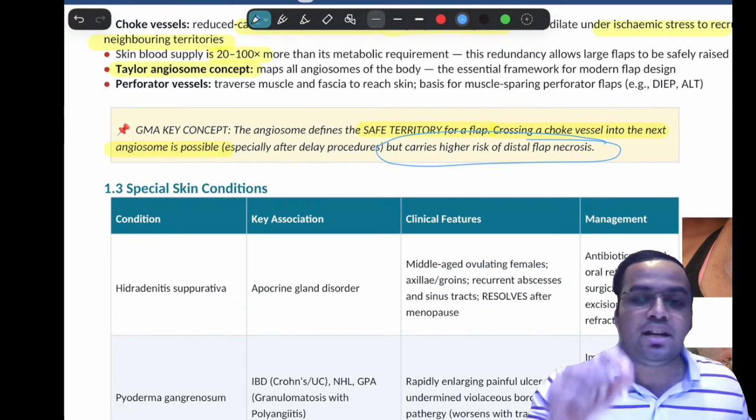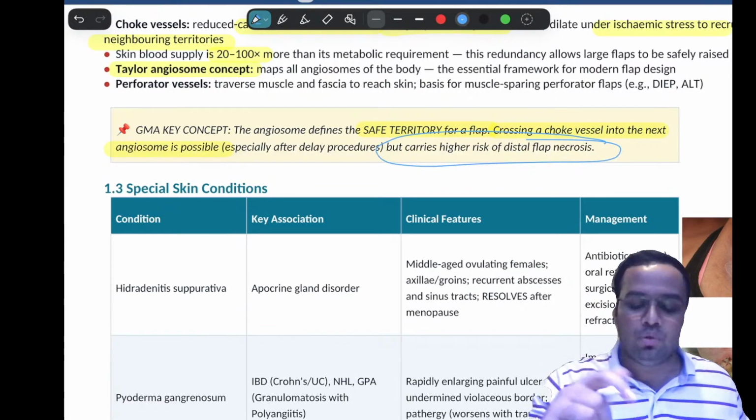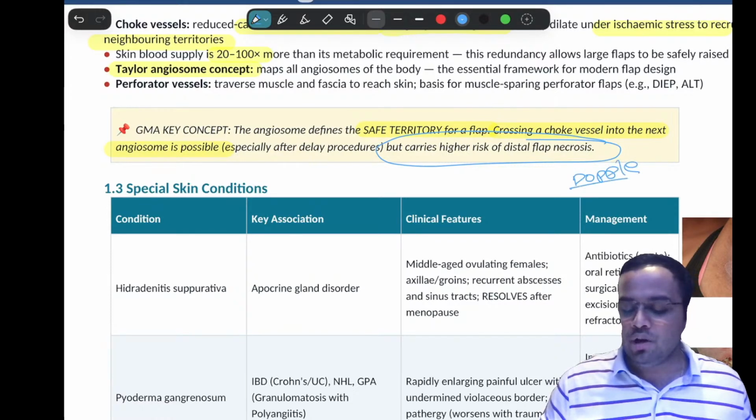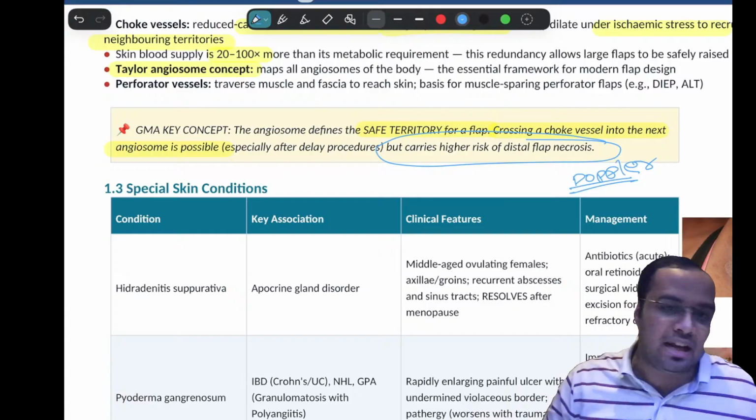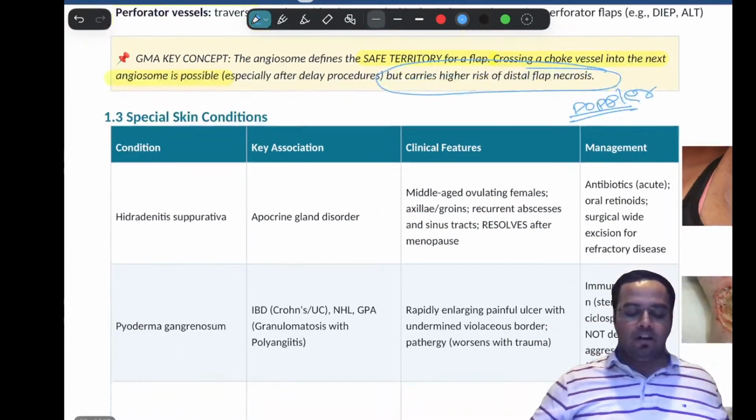That is the reason whenever you are going to place a flap or pick up a flap, you do what is called a Doppler, because you want to check the blood supply before you pick up the flap. So whenever you pick up a flap from any part of the body, you are going to do a Doppler of that part.